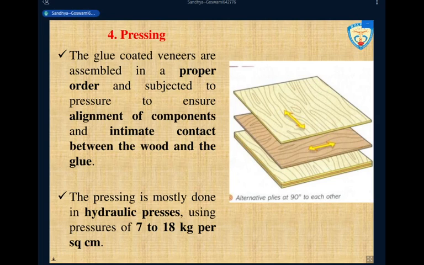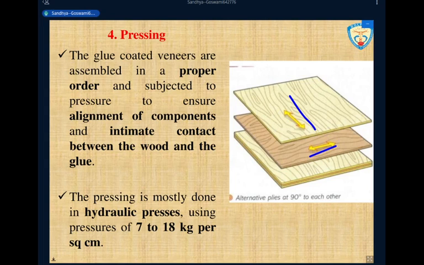In cross-band construction, as you can see in the picture, look at the grain direction. Grains should be at 90° in the adjacent veneer. This yellow arrow shows you the grain, right? The core board has the grain in this direction, and the face has grain in this direction. So we have to put them in such a manner that they make a 90° angle with each other, right?